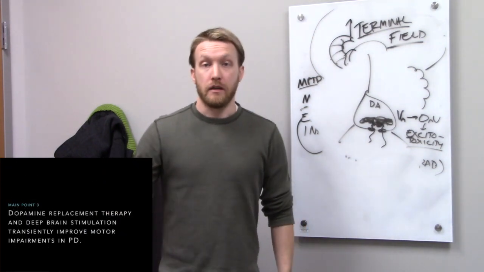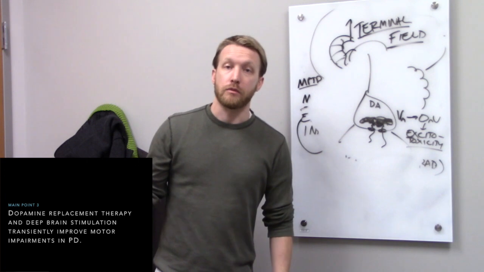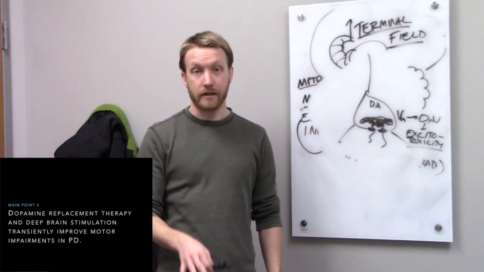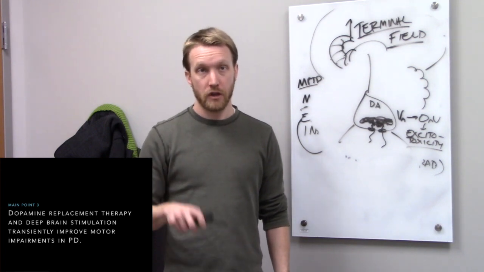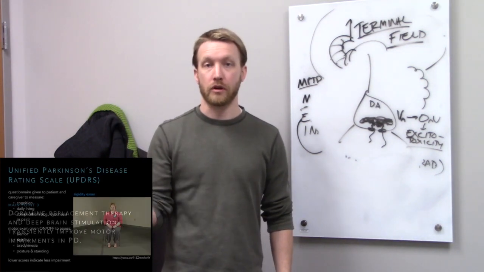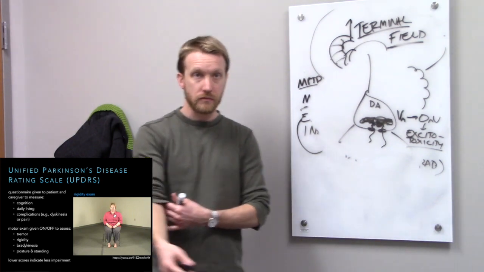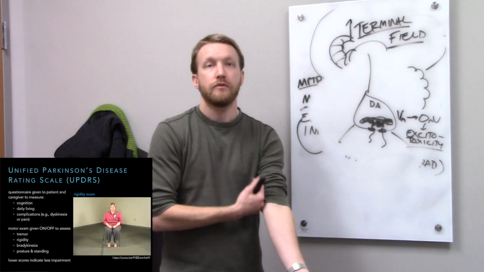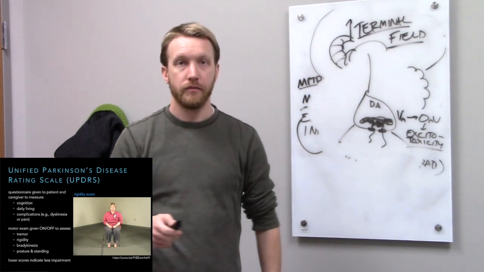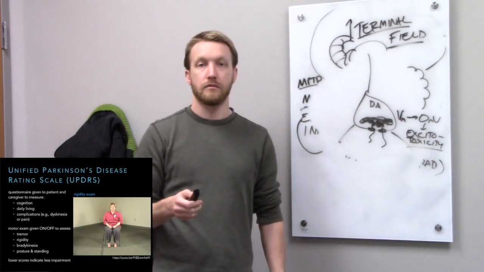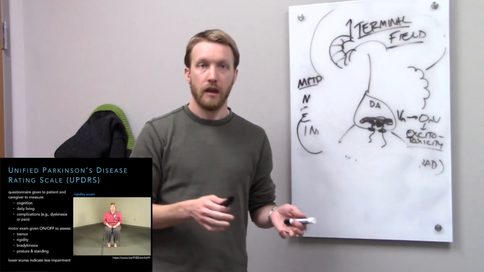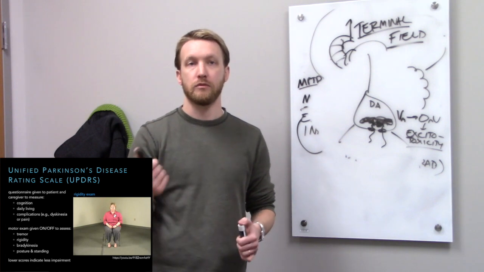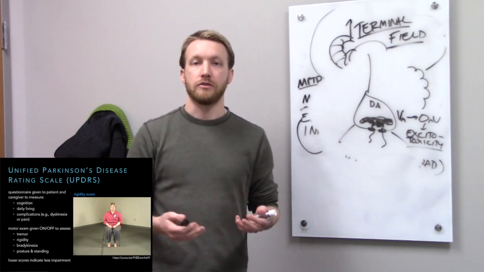So what do we do about it? Well, in the initial stages, what we're going to do is try to replace that dopamine, and in later stages, what we're going to do is try to correct the network abnormalities. First, just a bit on how we score Parkinson's disease severity. This is a questionnaire you may very well use someday. So we have the Unified Parkinson's Disease Rating Scale. This is going to be composed of a questionnaire as well as a motor exam. And in the motor exam, they're going to be looking for tremor, rigidity, bradykinesia, posture, standing.